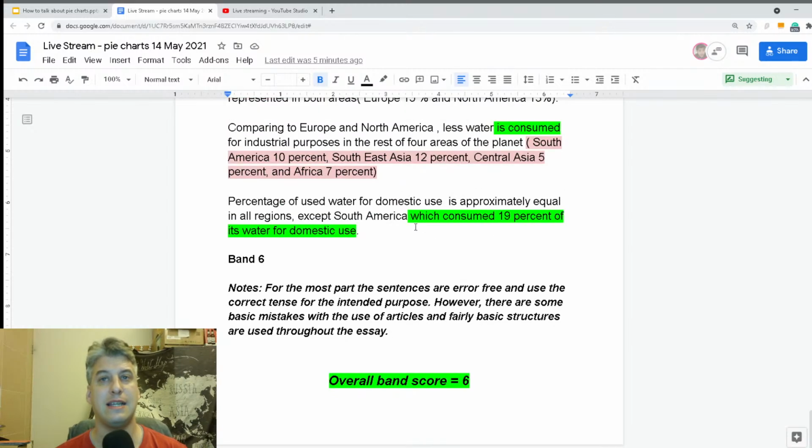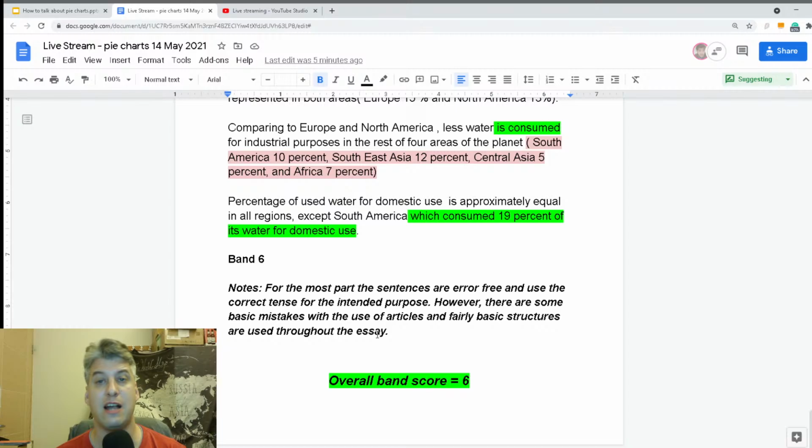Okay, and the last sentence, I really like this. Which consumed 19% of its water for domestic use. Now, I didn't like the vocabulary used, but I did like the grammar because this is a relative clause, and that's really great to use. So I think overall I'd give that a band 6 for grammar, just because of the things I've mentioned.